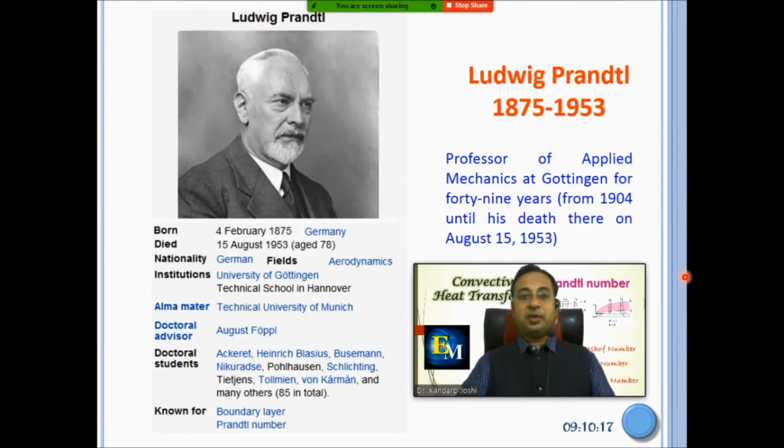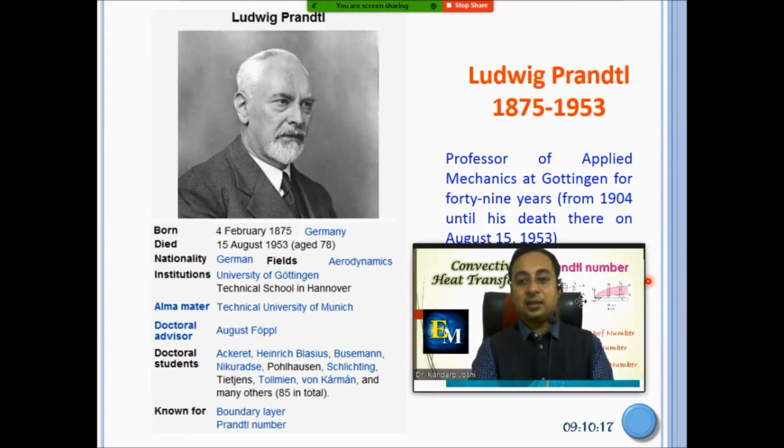So today we will discuss the Prandtl number. Prandtl number was given by Ludwig Prandtl. This number is the connecting link between the velocity boundary layer and the thermal boundary layer. Now you will think, what is the velocity boundary layer, what is the thermal boundary layer.